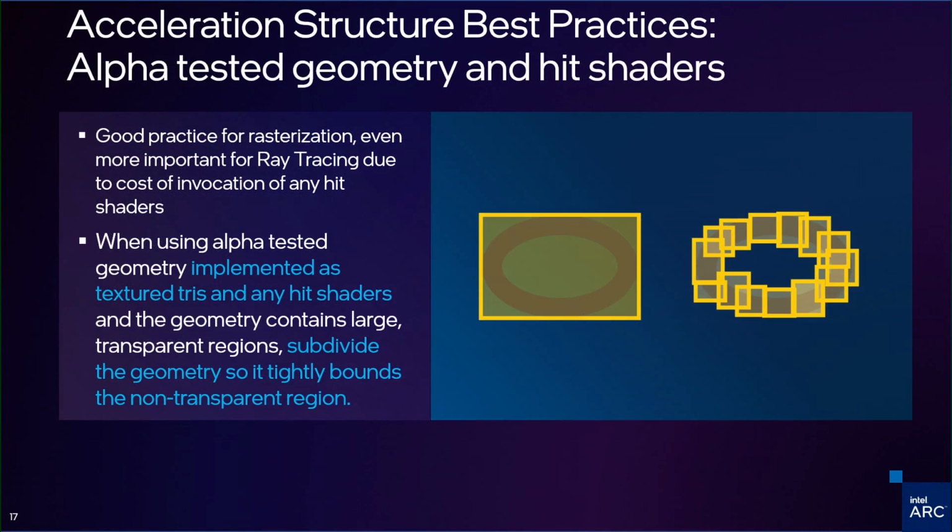Another point I want to make here is about alpha-tested geometry and hit shaders. This is another example where there's a lot of empty space, but the use case is a little different. This is for alpha-tested geometry. The previous case was just empty space with normal geometry. Here, whenever you're using alpha-tested geometry that's implemented as textured triangles in any hit shaders, and the geometry contains large transparent regions, it's a good idea to subdivide that, and we show this visually on the right-hand side. Subdividing it is going to provide better performance than having this large expanse of empty space in the same object.